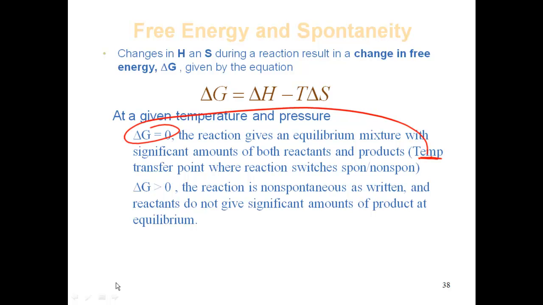If delta G is greater than 0, the reaction is non-spontaneous as written, and the reactants do not give significant amounts of products at equilibrium. So it doesn't go very far before it reaches equilibrium. So it doesn't make a lot of products, okay? So what we're saying here is if I have a positive delta G, it's a non-spontaneous reaction.